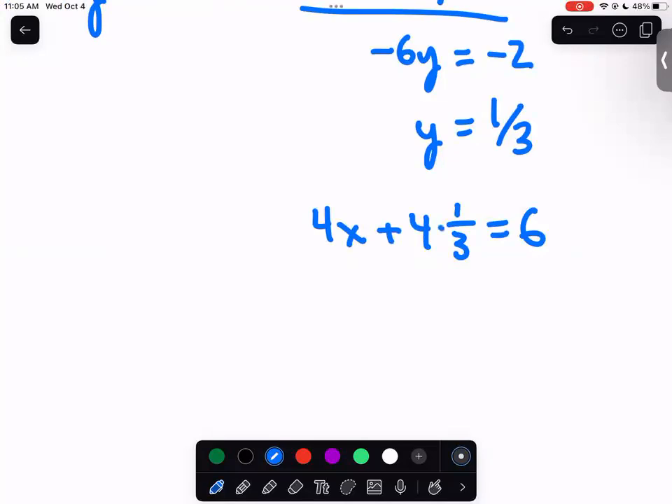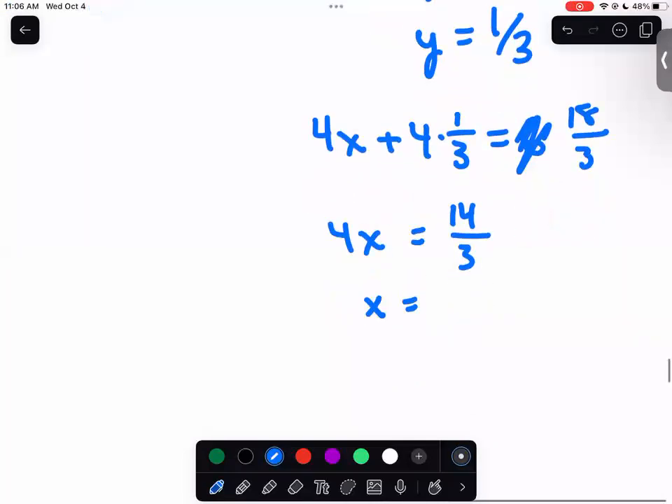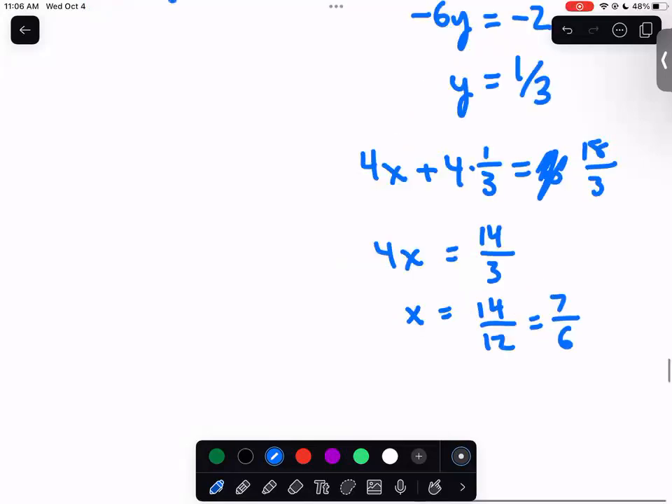All right. So 6 is the same thing as what, 18/3? If I go ahead and subtract away 4/3, that's going to give me 14/3. And so x is going to be equal to 14/12. That's going to be the same thing as 7/6.